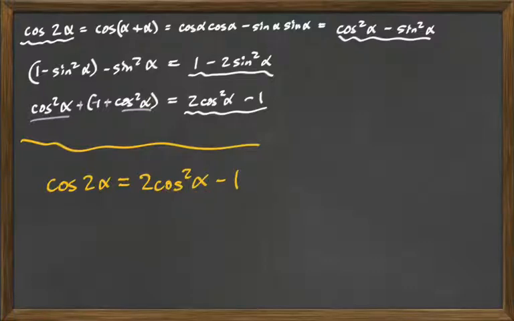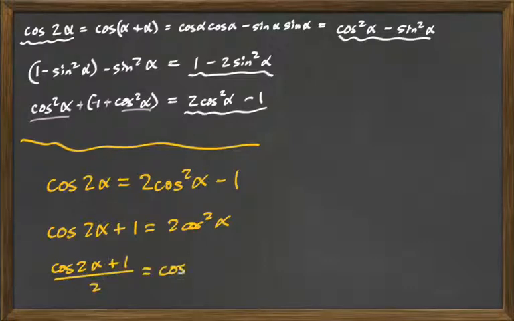So if you were trying to get cosine squared alone, you would first add 1 to both sides. You get cosine 2 alpha plus 1 equals 2 cosine squared alpha. And then we would divide both sides by 2. So it looks like this. And that's it. This is another formula. As you can see, this one is squared. This one's not. Therefore, it is the power reducing formula. So that is your power reducing formula.